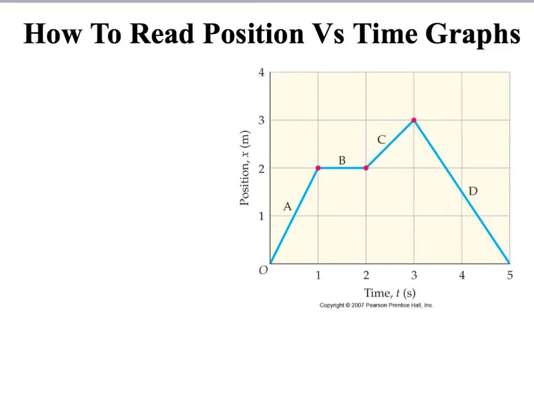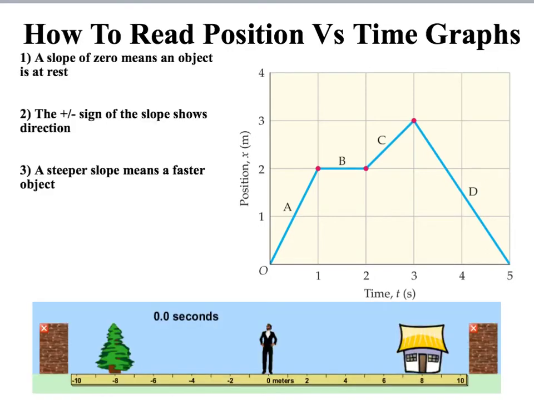Now the type of position versus time graphs that you're going to commonly see is something like this, where there's different segments or intervals, and the object is doing different things over time. Let's see what type of data we can get from this position versus time graph using our simple 3 rules. Now just to help us out, I put Abe down here so we can imagine him moving to the left and to the right. So, rule number 1, the slope of 0 means that an object is at rest.